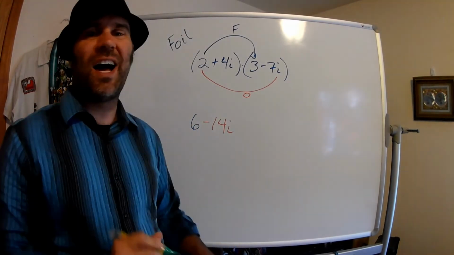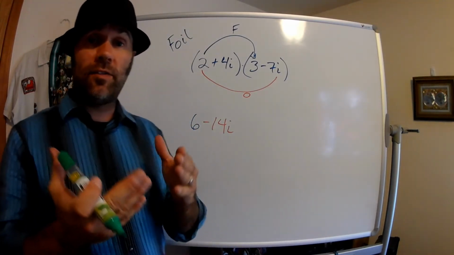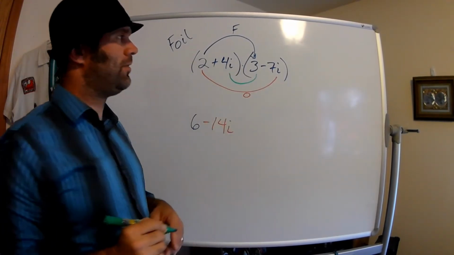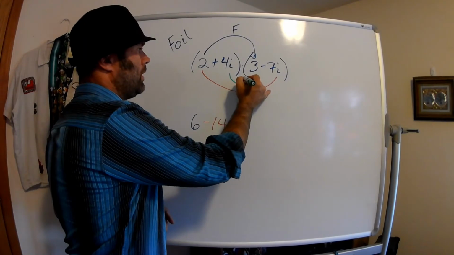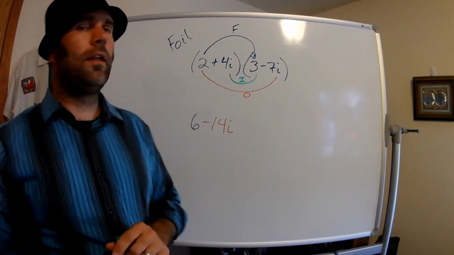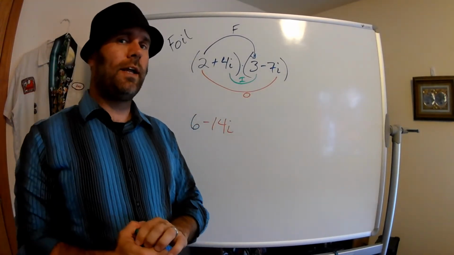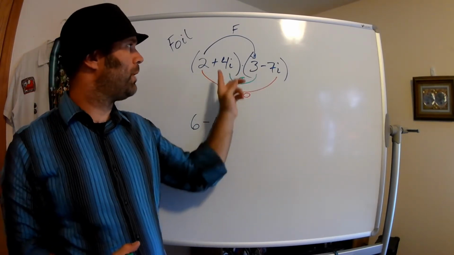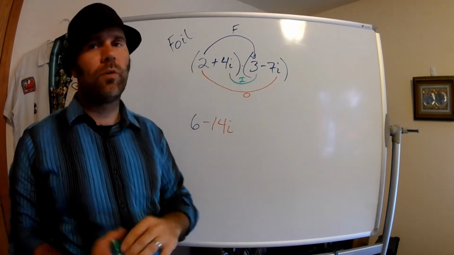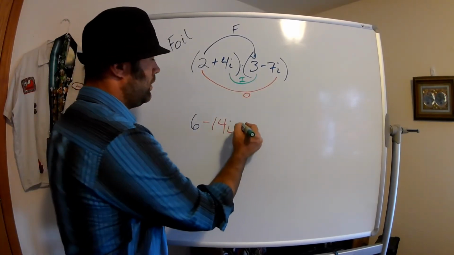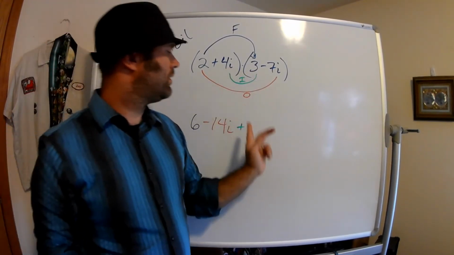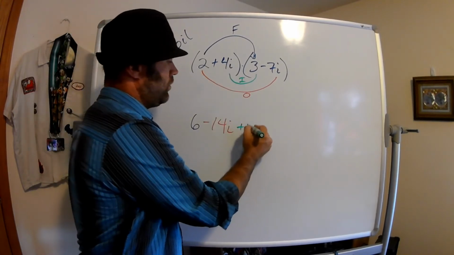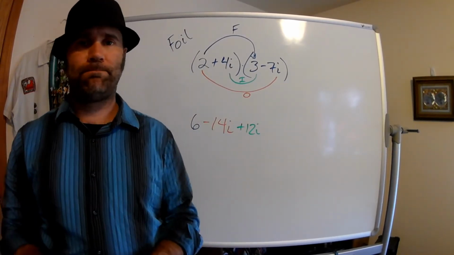Inside is the I in FOIL. Inside meaning the inner or closest numbers. These are the insides. And so we're going to multiply those together, and we have 4i times 3. They're both positive numbers, positive 4 and a positive 3, so we're going to get a positive number. Positive times a positive is a positive. 4 times 3 is 12, and we've got an i there, so we get 12i. Okay?